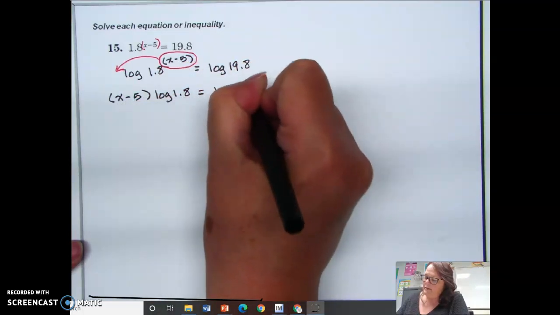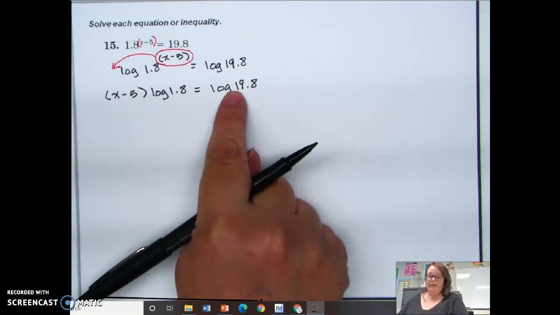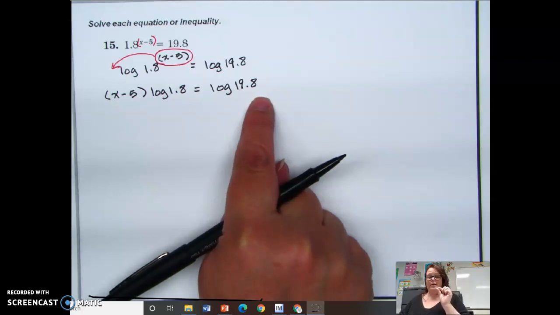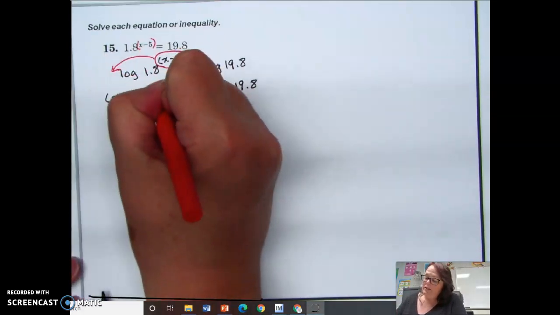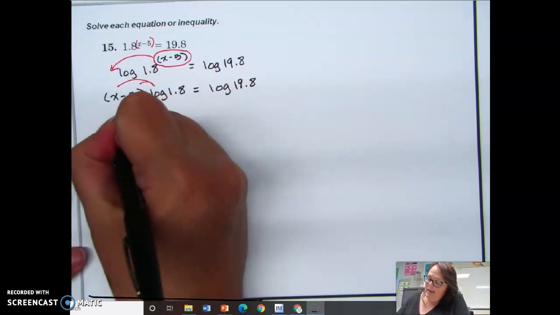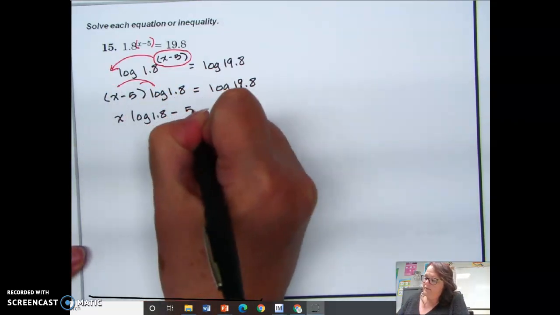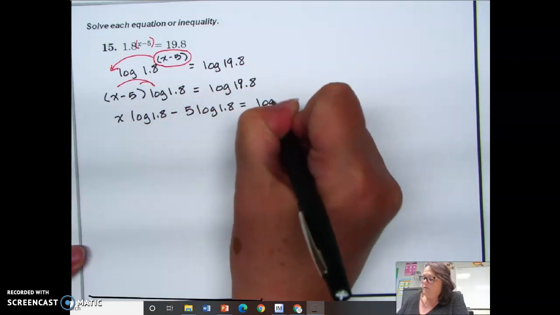of 19.8. Now, I'm going to let you know, you could next divide both sides by the log of 1.8, and you could add 5 to both sides. Totally agree with that. But I'm going to do it a slight bit longer way because you might need to use it this way in your homework. So I can distribute this log to both of these numbers, and that gives me x times the log of 1.8 minus 5 times the log of 1.8 is equal to the log of 19.8.